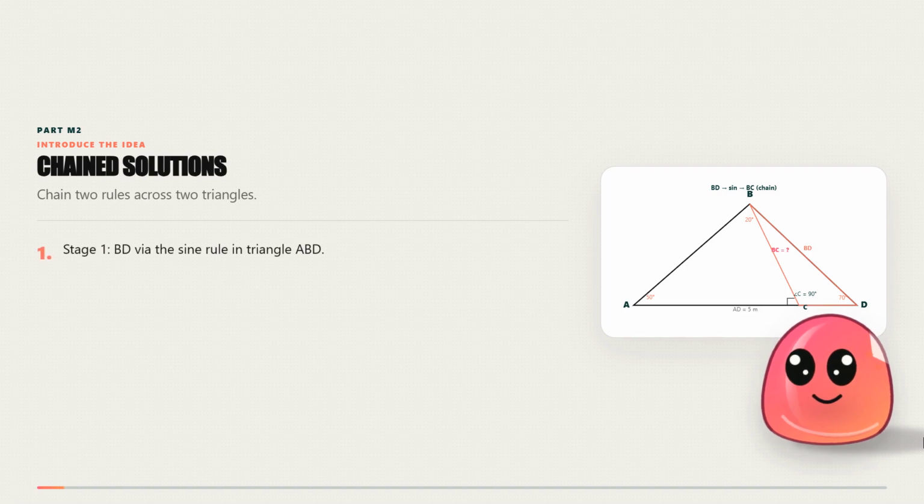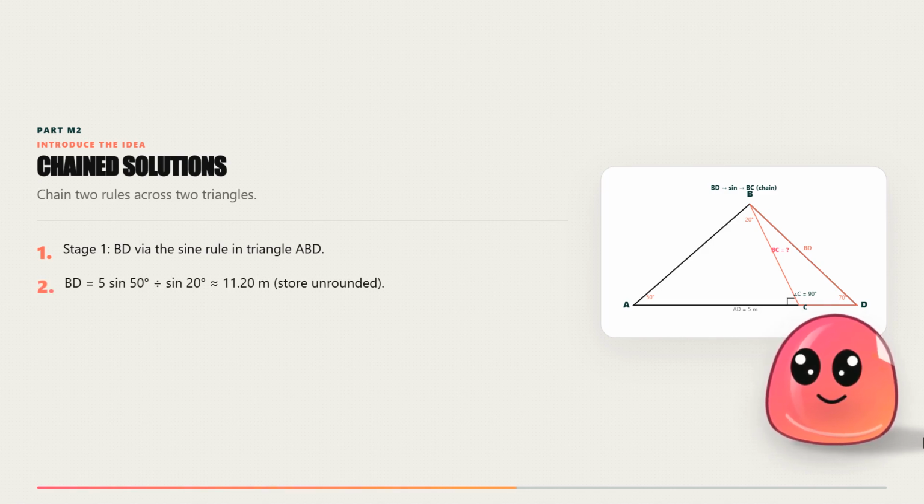Chain two rules across two triangles. Here's the key idea. Stage 1, BD via the sine rule in triangle ABD. BD equals 5 sin 50 degrees divided by sin 20 degrees, which is almost equal to 11.20 m, store unrounded. Stage 2, BC equals BD times sin 70 degrees, which is almost equal to 10.52 m in the right triangle.